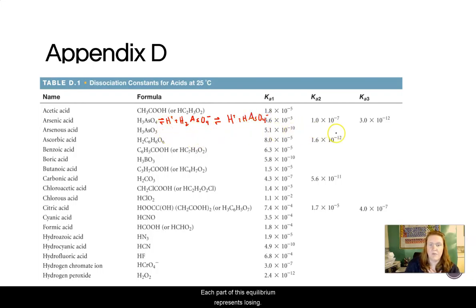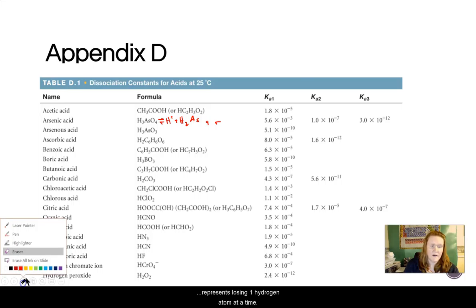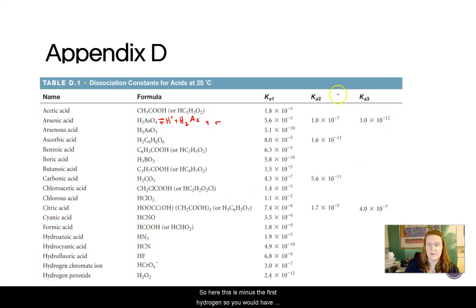But so each part of this equilibrium represents losing one hydrogen atom at a time. You can't lose multiple hydrogens. So here, this is minus the first hydrogen, so you would have a product of H2AsO4 minus. Here you lose the second one, so you have a product that is HAsO4 2 minus. And over here, you've lost the last one, so your conjugate, your product, would just be AsO4 3 minus. That's the arsenate ion, by the way.